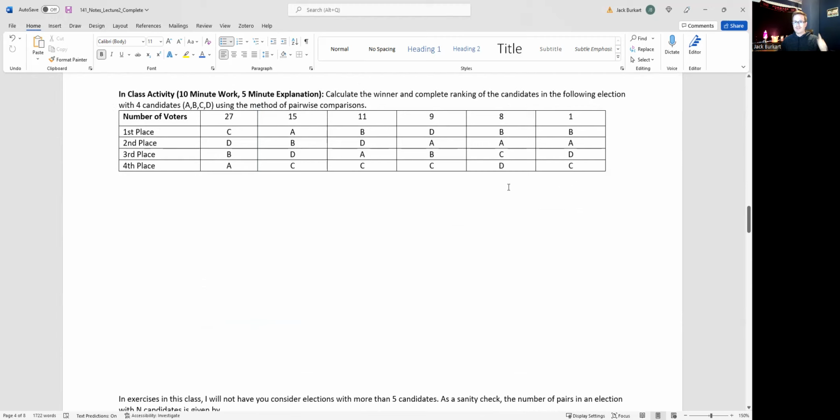Remember, you want to find all possible pairs. Then you want to see who wins in the head-to-head matchup. And then you want to assign points and figure out who the winner is and the complete ranking afterwards. I'm going to pause so that you can all take a chance to solve this problem. But I want to say in this example, as a hint, there are 6 possible pairs. So if you're having trouble finding all the pairs, just know that there's 6 of them. Once you've achieved 6 different pairs, then you'd be done. So that's my hint. We'll talk about the solution after taking a little pause.